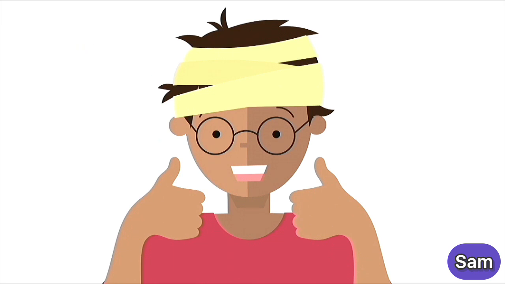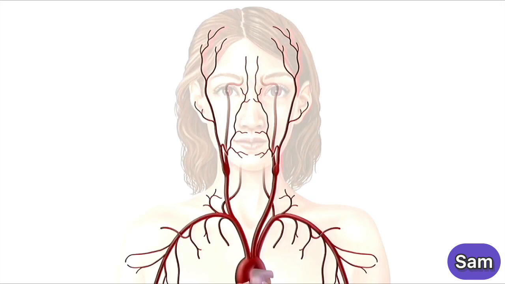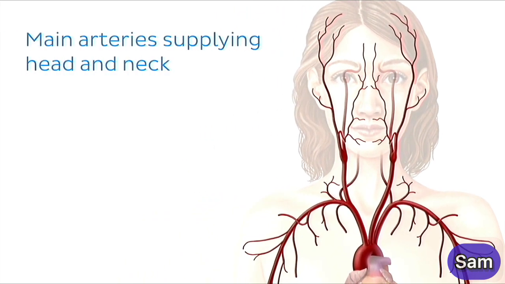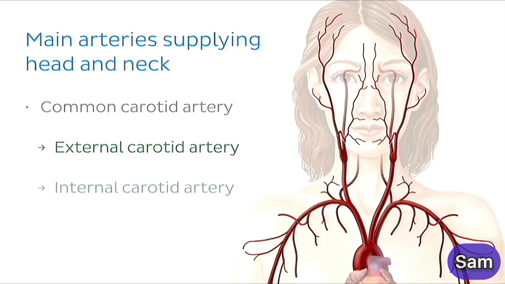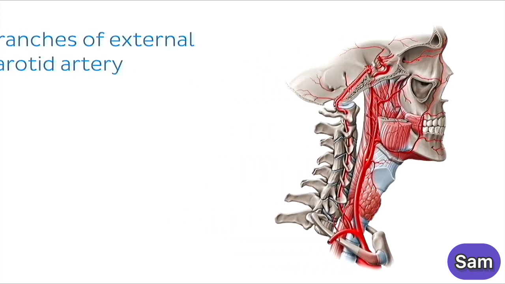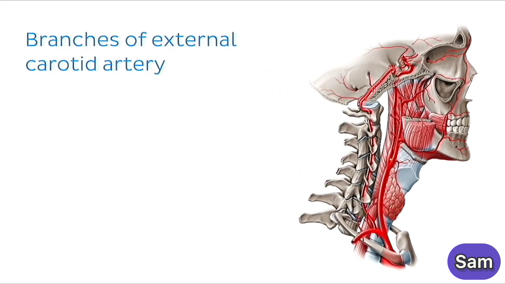Before we finish this tutorial, let's just do a quick review of what we learned today. We started with a general overview of the main arteries supplying the head and neck: the common carotid artery and the subclavian artery. The common carotid artery bifurcates into the external carotid artery and internal carotid artery. Then we described the main branches of those arteries and the areas supplied by them.